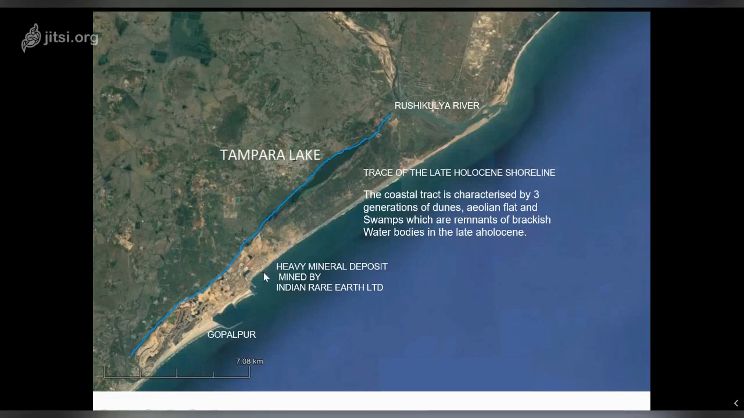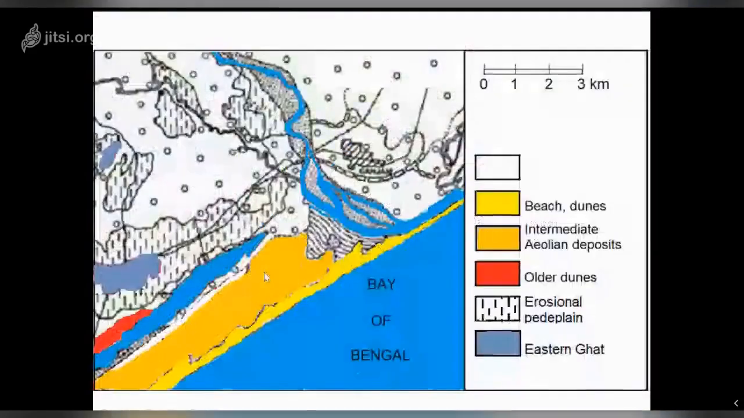Next, we also have 3 generations of beach dunes. 3 generations of dunes. This is the present day dunes. This is the middle age dunes. And the oldest dunes are the red sands, which are seen in Visakhapatnam, in Tamil Nadu, in Kerala.